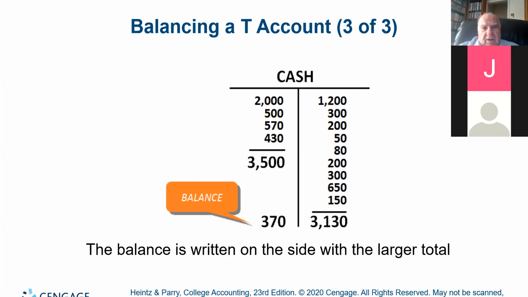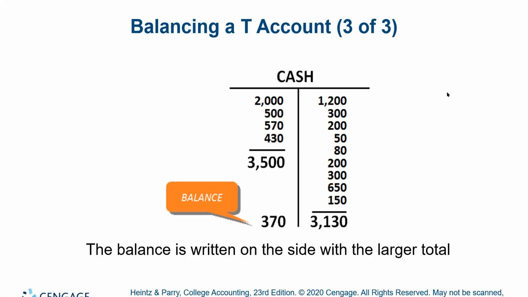At the end of the month, we're going to take all of the balances in the T accounts and put them into the trial balance. The balance is written on the side with the larger total. High man wins is how I like to put that together, okay?